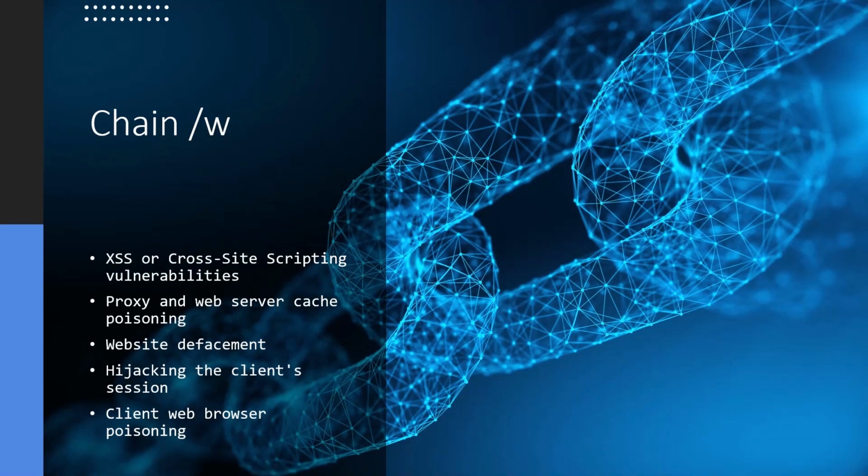Okay, and chaining the CRLF injection. Like we said, you can use it with XSS. You can use it for cache poisoning or website defacement, hijacking sessions or stealing cookies, and client browser poisoning. You can use other vulnerabilities with that. Actually, you can find other techniques for chaining. Maybe you can chain 2 or 3 or 5 or another number of vulnerabilities.